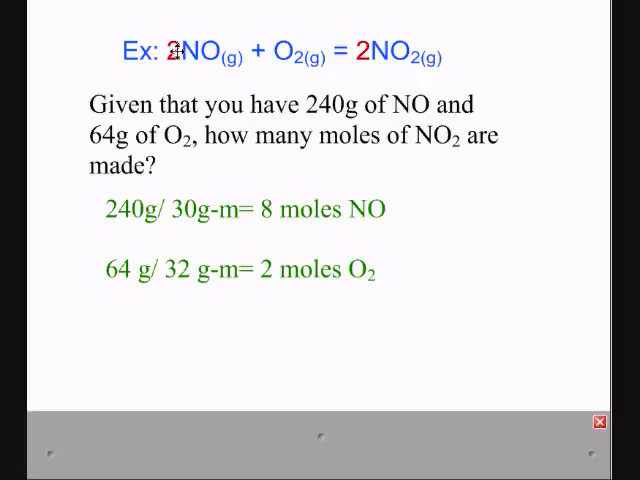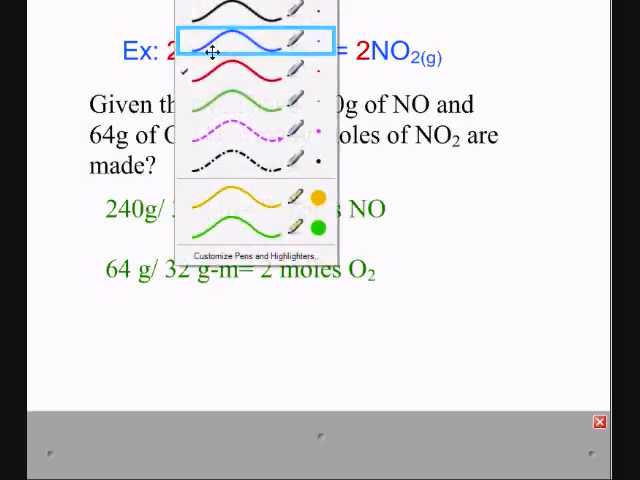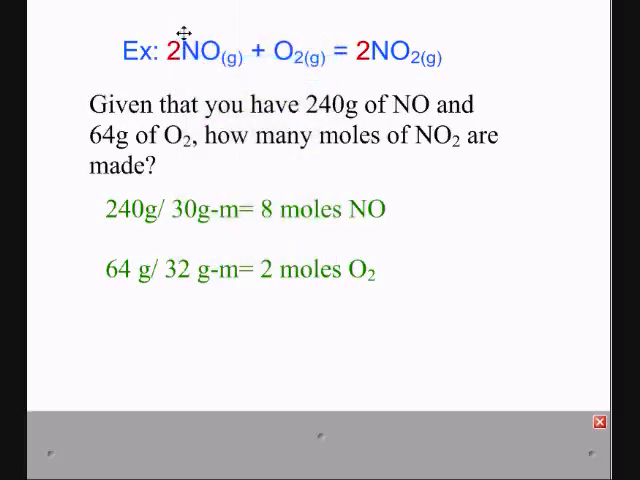Now, if you just look at this ratio, even though it's 2 to 1, 8 to 2 is not 2 to 1. 8 to 2 is 4 to 1. So that tells me that I've got a lot more nitrous oxide than I need, and oxygen is the one who's limited. Okay, oxygen is limiting, so I don't care about this. So the amount of product will be determined by the amount of oxygen that I have.